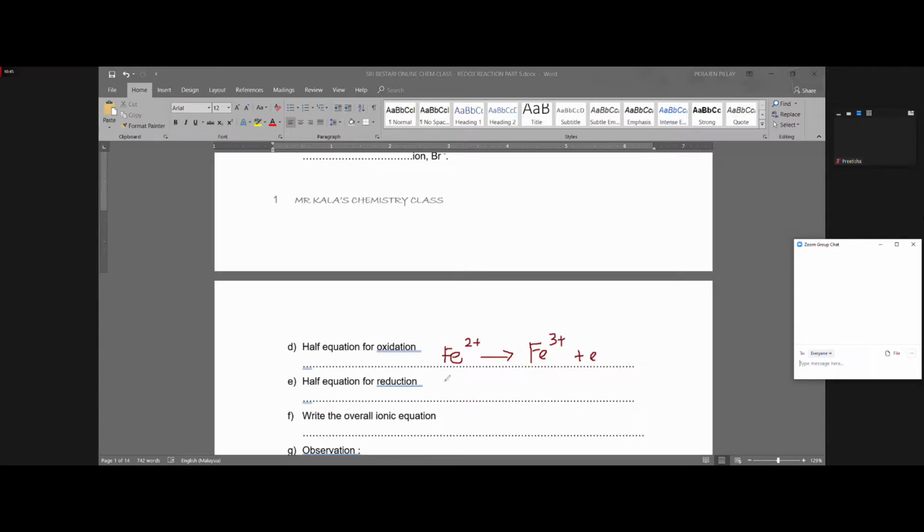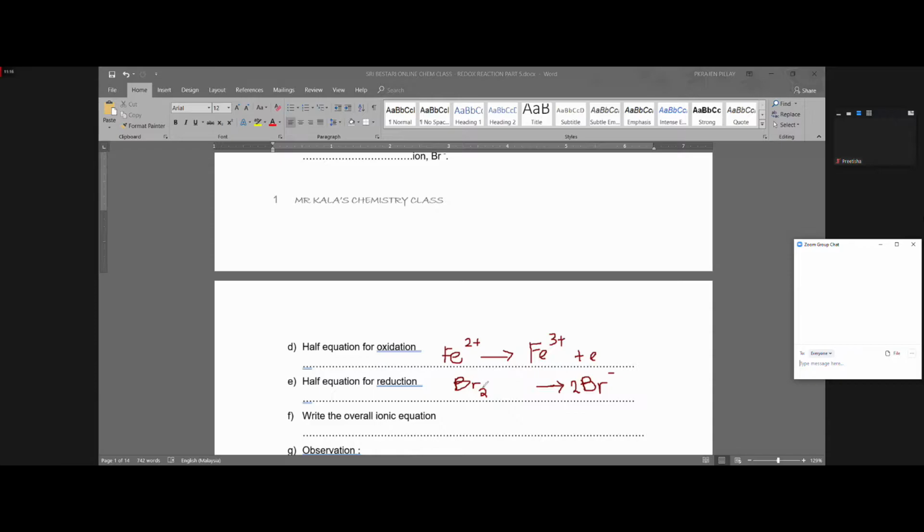All right, reduction. Bromine, Br2, is your oxidizing agent, and it will become reduced. Reduction is for the oxidizing agent; it will become reduced. I need some space here, so let me erase. Then you put an arrow, Br2 becomes Br-. I told you that there are 2 Br there, so you must put a 2 here to balance.